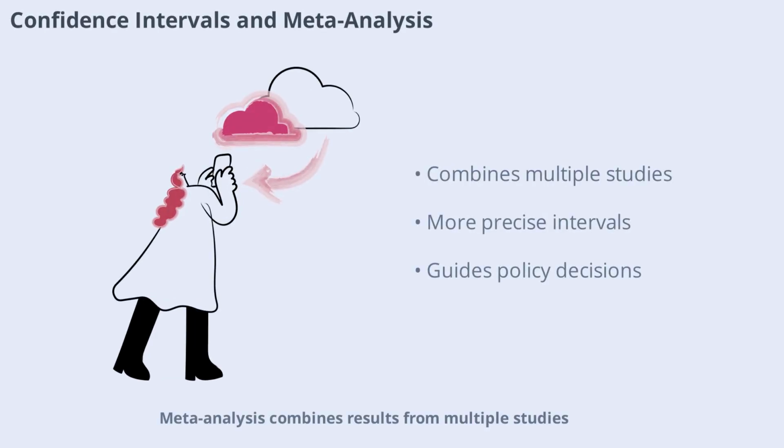Meta-analysis combines results from multiple studies, and confidence intervals play a key role. By pooling data, researchers can create more precise intervals for overall effects. This helps synthesize evidence and guide policy or practice. Confidence intervals make meta-analyses more informative and reliable.